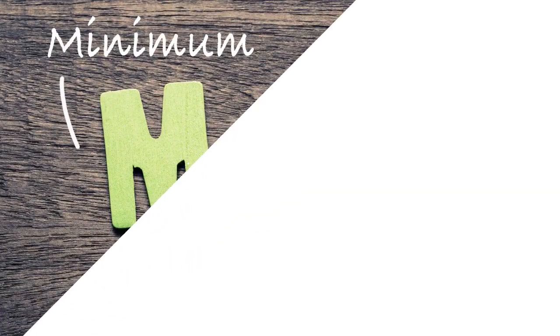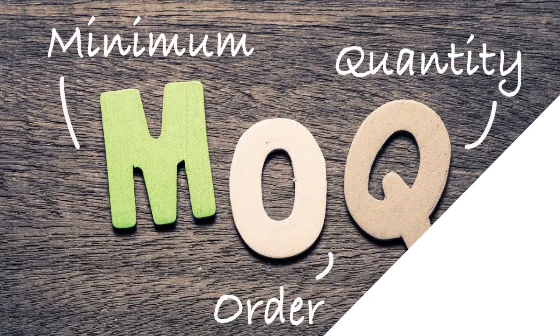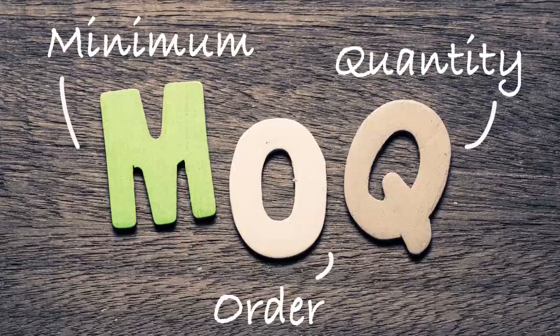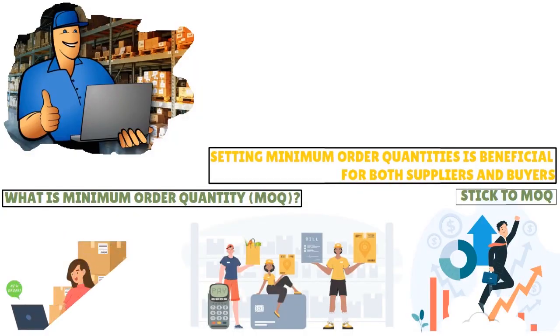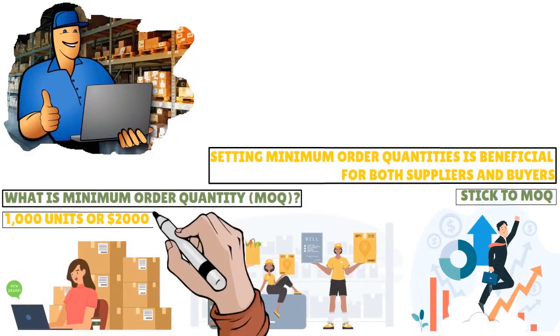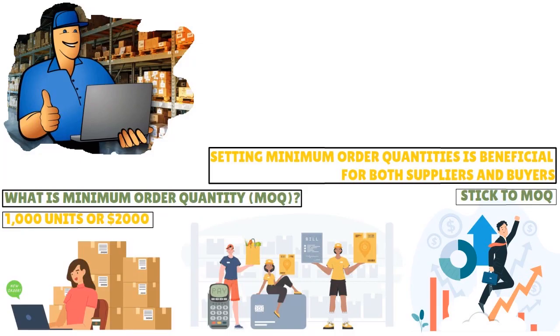So what is a minimum order quantity? Let me really go back to MOQ 101. Minimum order quantity is the smallest number of products that you must purchase in one order from a supplier. Suppliers set MOQs to avoid wasting resources on orders that deliver them little or no profit. MOQs can be based on the number of units or the total order value. So it can be 1,000 units or, for instance, $2,000.